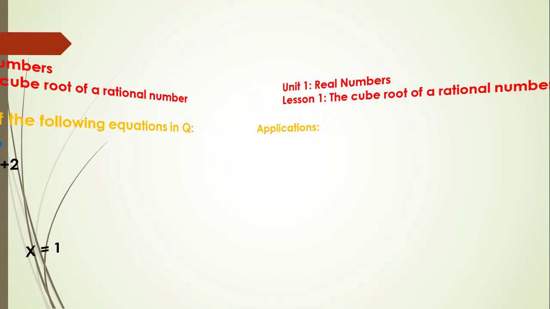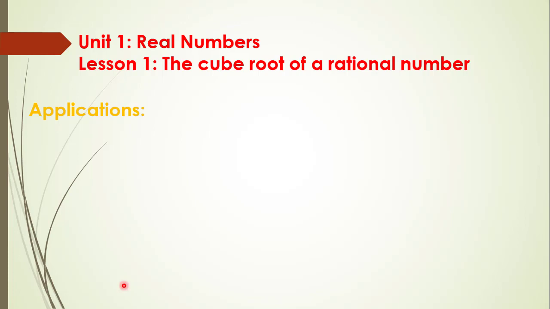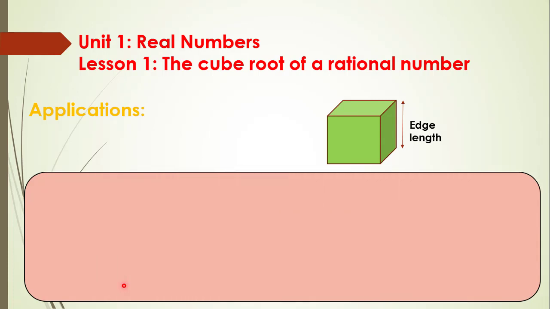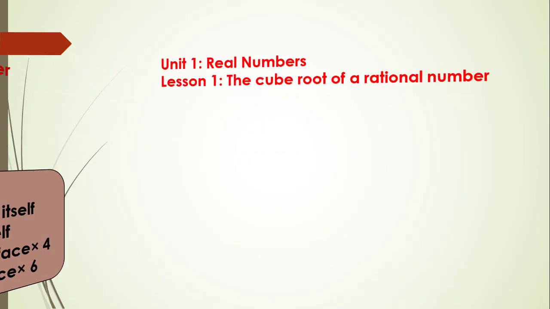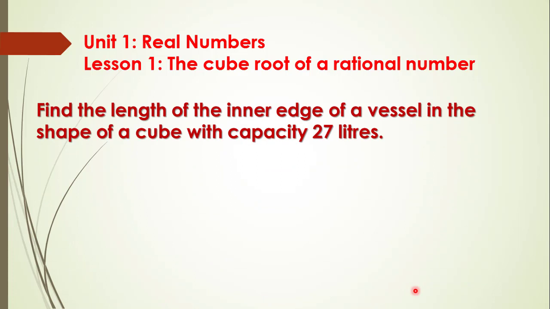Let's take another exercise. Some applications on the cube root. I want you to remember that in this cube, all edge lengths are equal. We studied before the volume of the cube. It was edge length by itself, it means edge length to the power 3. Also the area of one face, the edge length by itself. The lateral area is 4 times the area of one face, and the total area was 6 times the area of one face.